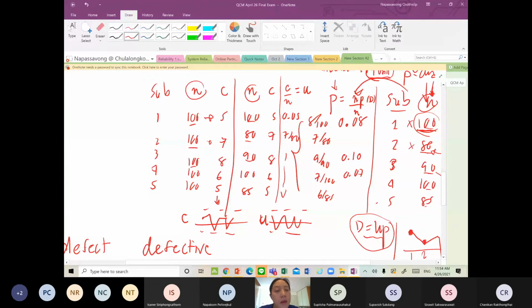To summarize, when you have a constant sample size, you can use a C chart, and you can also use U. You can compare over 1 unit or 100 units; both are fine. But when n is not constant, you can use only U charts. You shouldn't use C charts, because you have to compare on the same graph.